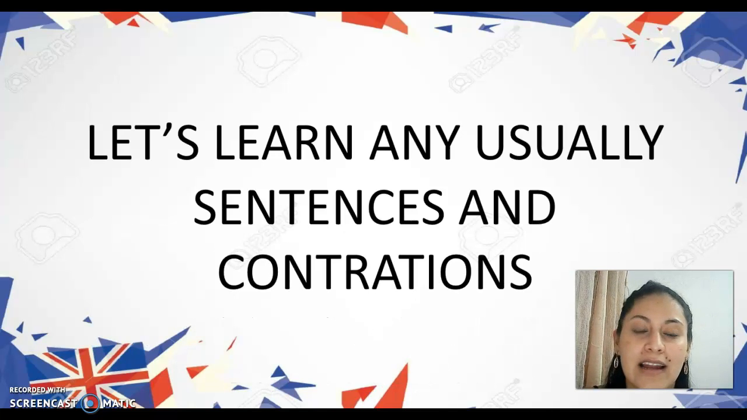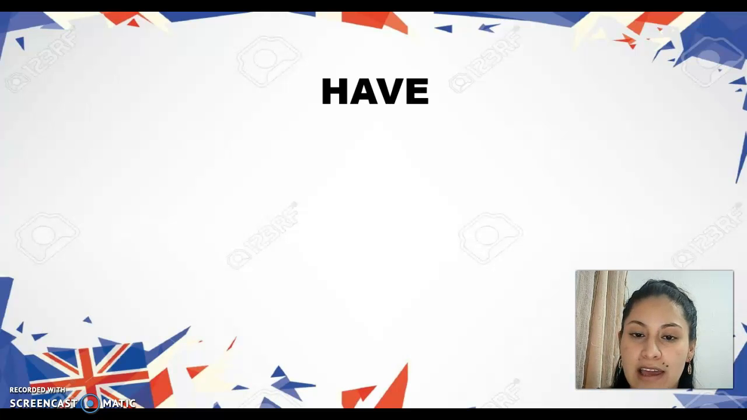Today, let's learn unusual sentences and contractions. One of the contractions is "have". It's a word that I can use to say "tener" and it is also an auxiliary. For example, I can use it to complement pronouns.